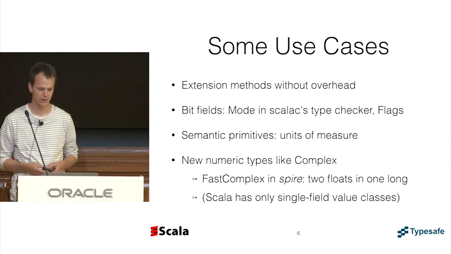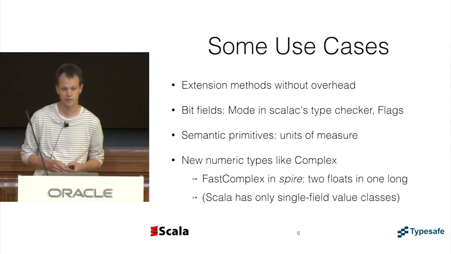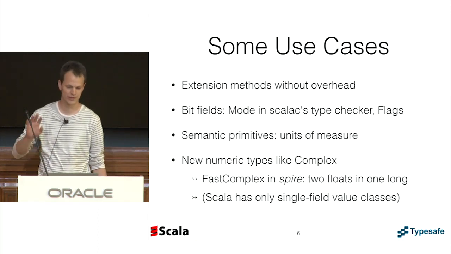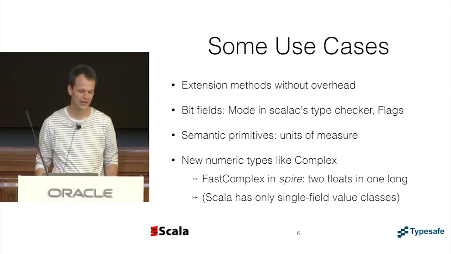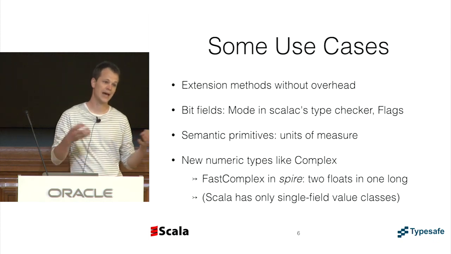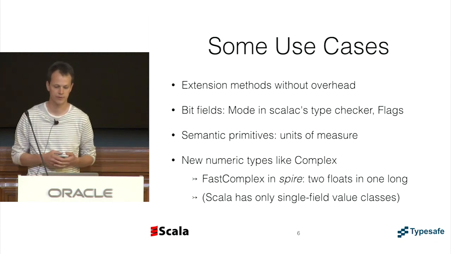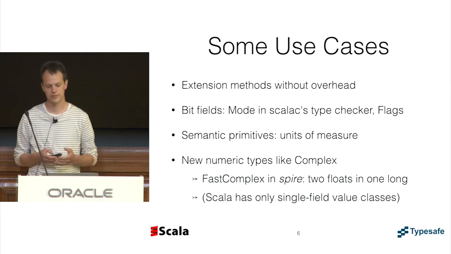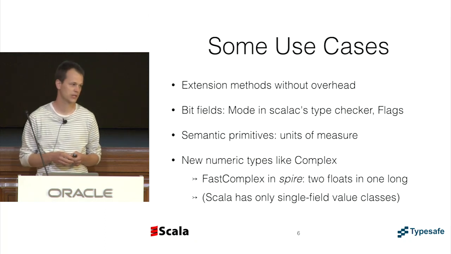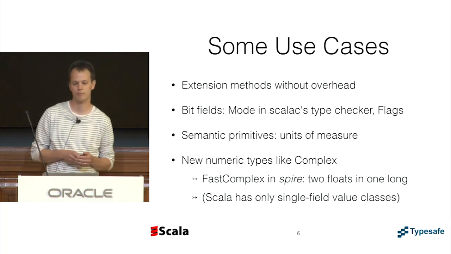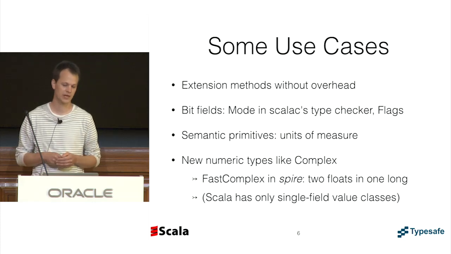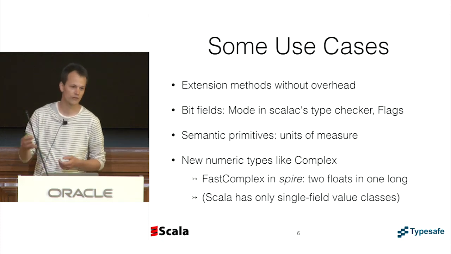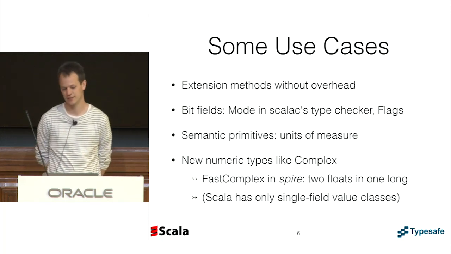Good. So here are some of the use cases. The first one is the one that I'm going to show you in a larger example, so it's okay if you don't understand immediately how it works. In Scala, we can have extension methods, so you can add methods to any existing type, and value classes allow us to do that without any overhead. Other common use cases are bit fields. In the Scala type checker, we have a mode bit field where you can have various modes active at the same time, and that is a value class. Flags right now, which represent modifiers, I think they are currently not a value class, but I guess they could be.